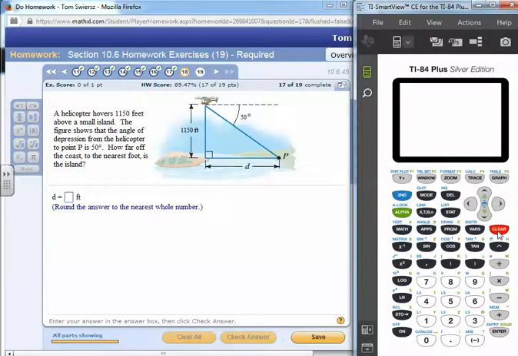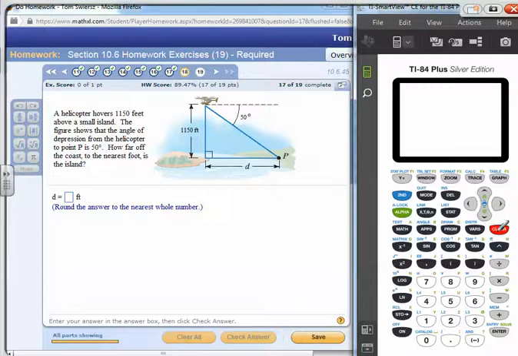A helicopter hovers 1,150 feet above a small island, so there it is. The figure shows that the angle of depression from the helicopter to point P is 50 degrees, so this angle outside is 50. How far off the coast to the nearest foot is the island? Along the coast here, we need to find this side, which is labeled D.